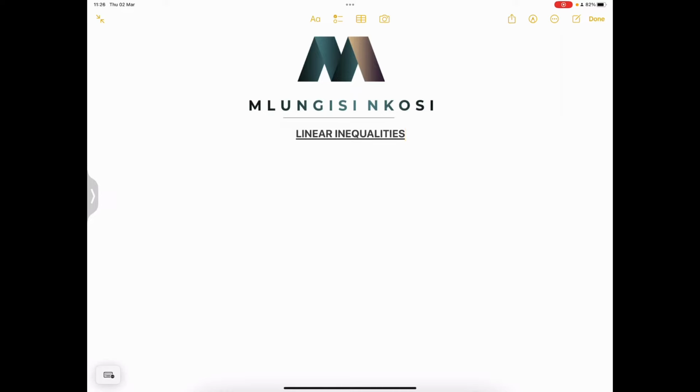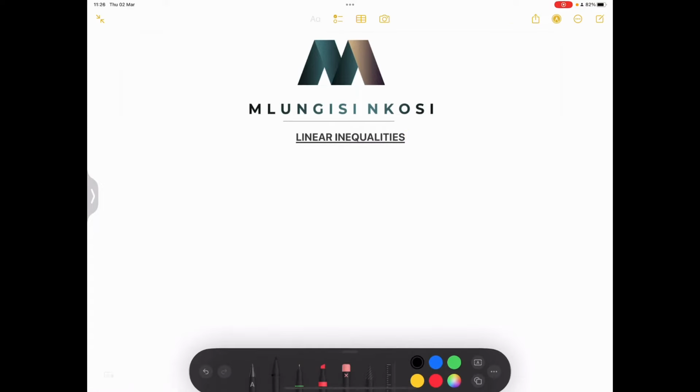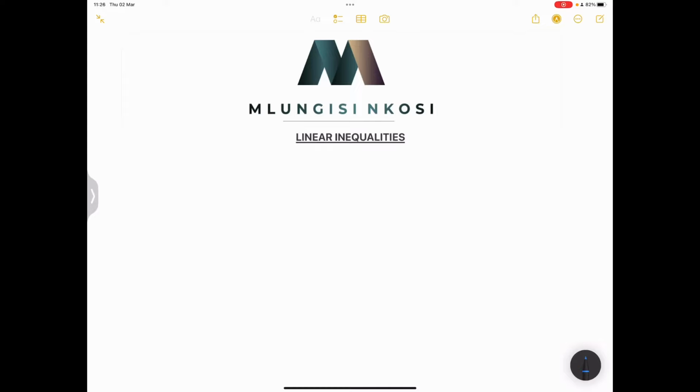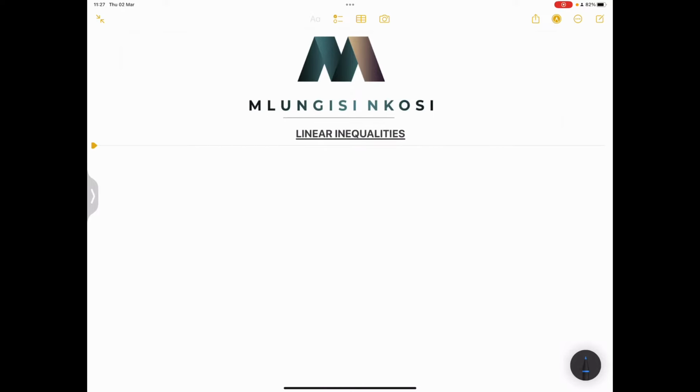All right, so I want to get right into our lesson today without any further waste of time. We're talking linear inequalities. So, first of all, what is an inequality? Well, when we've got equations, we know that it is marked by an equal to sign.